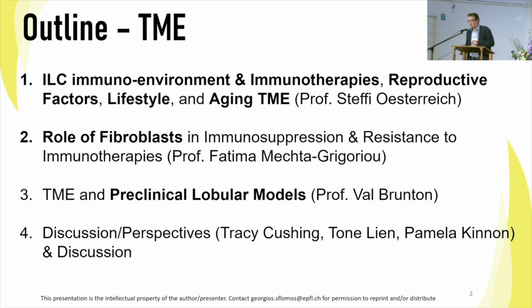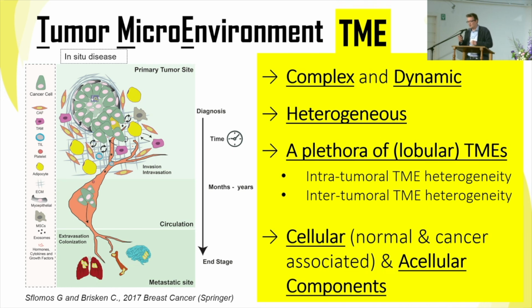So, just briefly, to give you an overview of the complexity of the topic: the tumor microenvironment is complex, dynamic, and highly heterogeneous. It's not one; there is a plethora of different tumor microenvironments, and this has an effect on the therapeutic approach. From the primary tumor to the metastatic site and to the circulation, these are all different microenvironments that the tumor cells experience. And it's not only about the cellular component; we also have normal cells that are involved, or cancer-associated cells, either fibroblasts or macrophages. There are different types of cells.